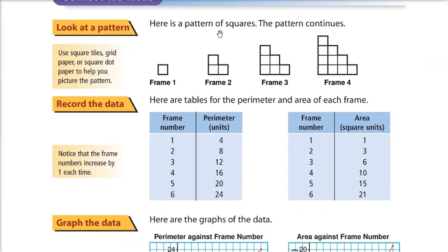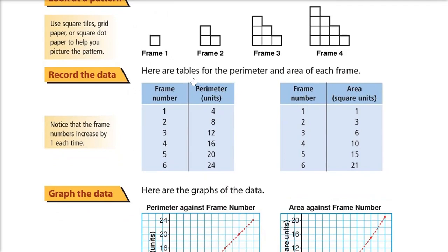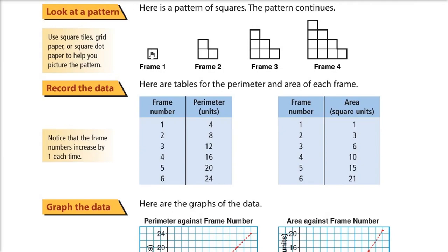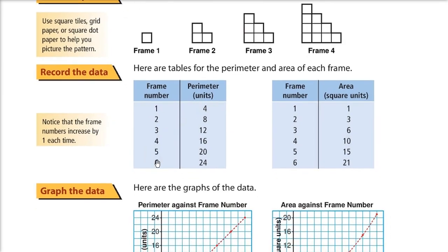So here is just a pattern of squares. If we make the table of the perimeter and the area, see the perimeter. This is the frame number 1, the perimeter is 4: 1, 2, 3, 4. We take a unit, meaning a distance, as 1 unit. When we take frame number 2, what will be the perimeter? Boundary 1, 2, 3, 4, 5, 6, 7, 8. Similarly, if we increase up to 6, the perimeter will be 24.